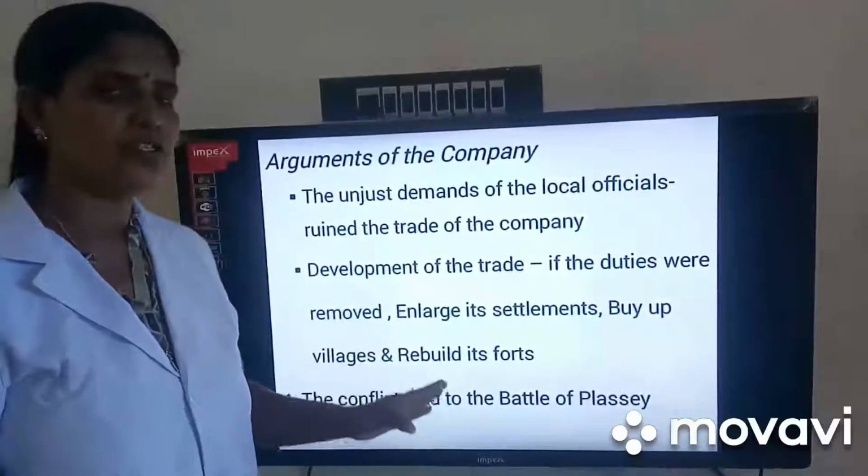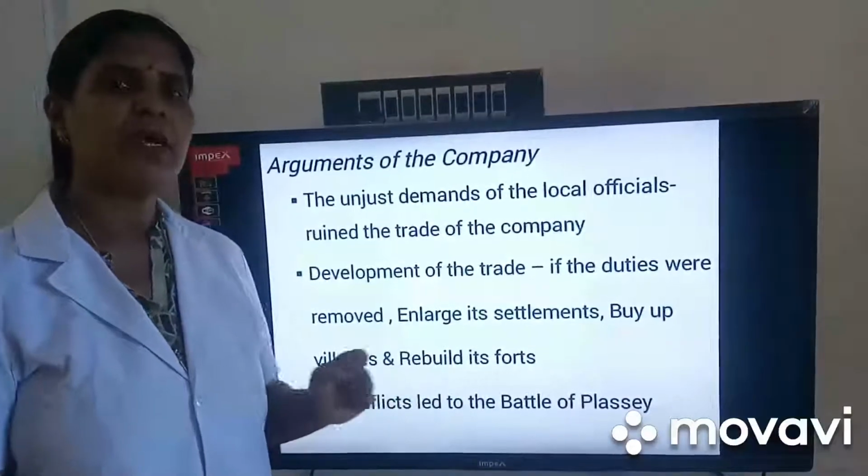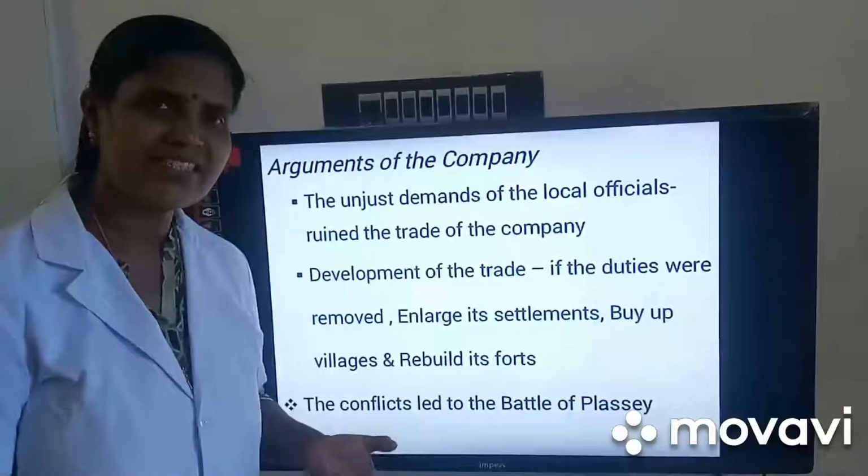That conflict led to battle, and the first battle was the Battle of Plassey in 1757, that we can discuss in the next class.